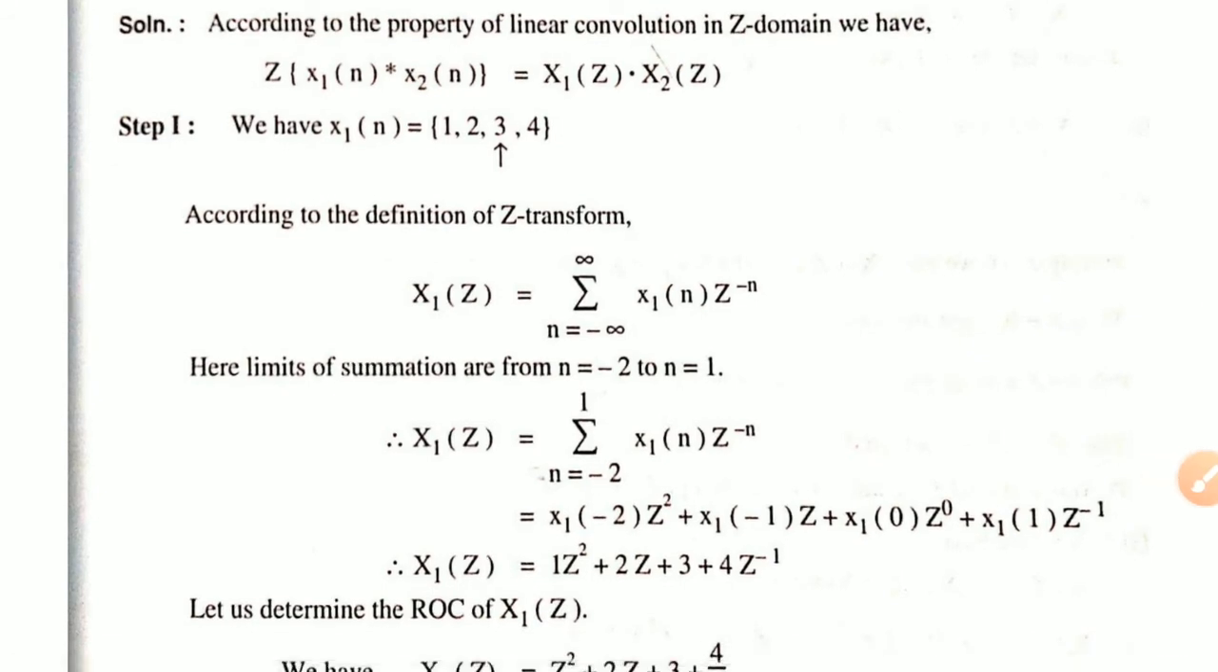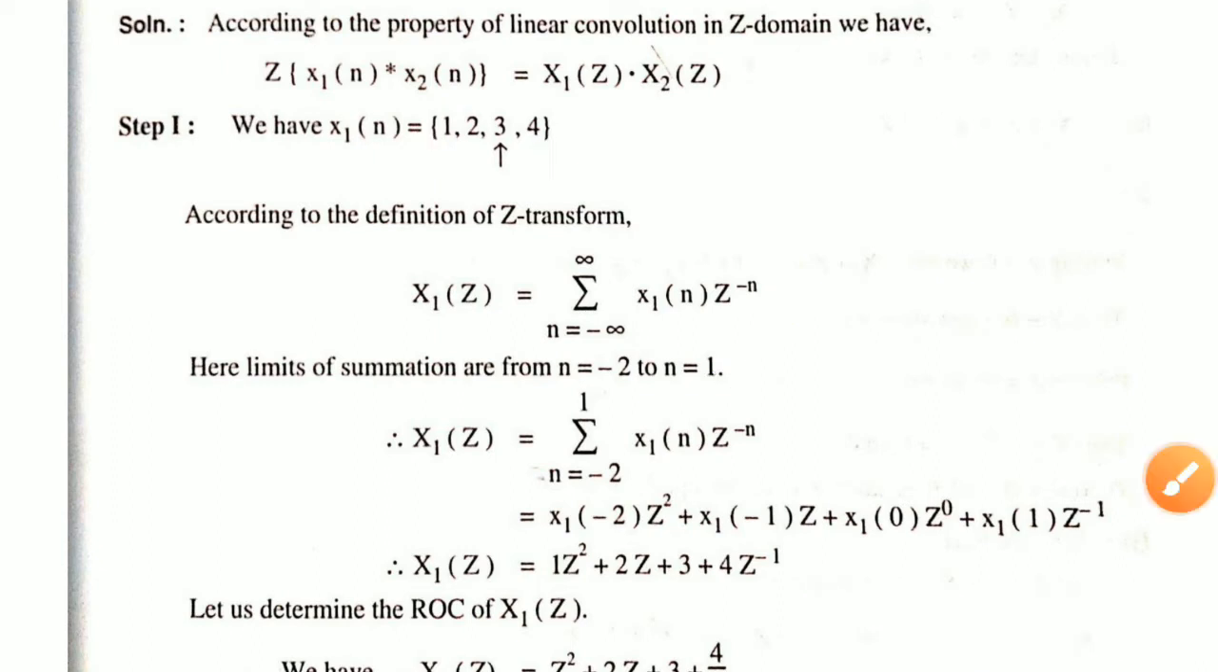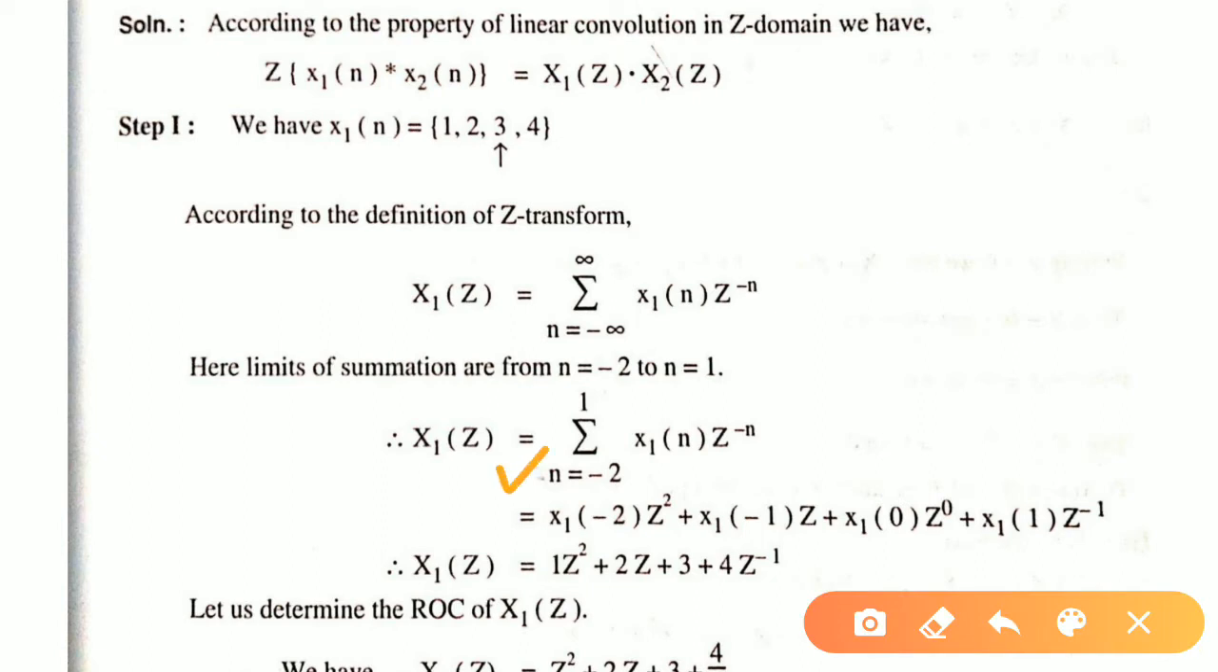So according to the definition of Z transform, we have the formula, and what will the limits be? This is x of minus 2 and this is x of 1. So the limits will be n equals minus 2 to n equals 1. Let's put in this limit. Just use this formula: x1 of z is equal to the summation from n equals minus 2 to 1. These are the limits of the given sequence, and the remaining expression is x1 of n into z raised to minus n.